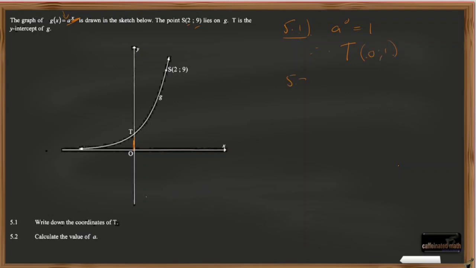And then for 5.2, we need to calculate the value of a. We do have a set of coordinates to facilitate that, because that (2, 9) tells us that g of 2 is equal to 9, with 9 being the y value. So 9 is equal to a to the power 2. You can rewrite 9 as 3 squared being equal to a squared on the other side. And because our exponents are identical, we know that the bases are identical. So a is equal to 3 as requested.